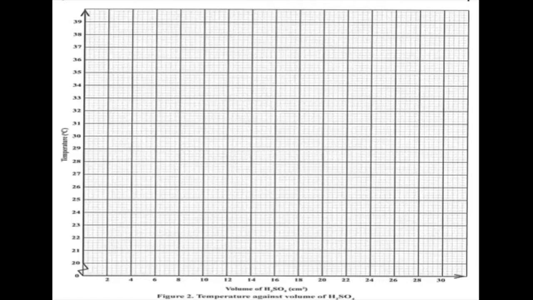Question 1B1 part 1 says we should use the axes provided in figure 2. This is supposed to be page 7. On page 7, plot the graph of temperature against volume of acid added. So temperature is on our y-axis, volume of acid added is on our x-axis. The same values that we just got, we're going to actually plot them.